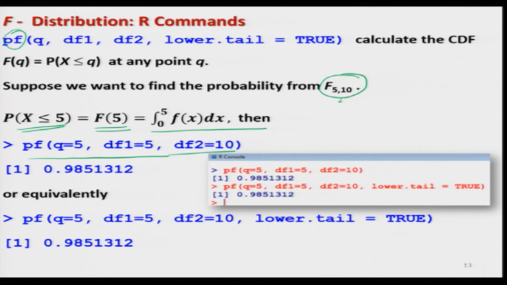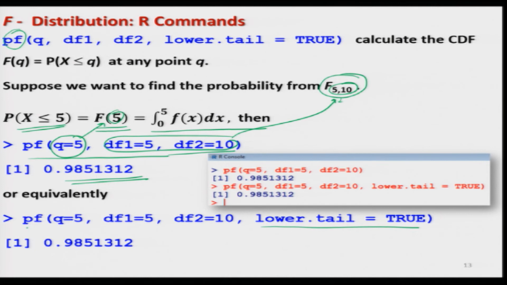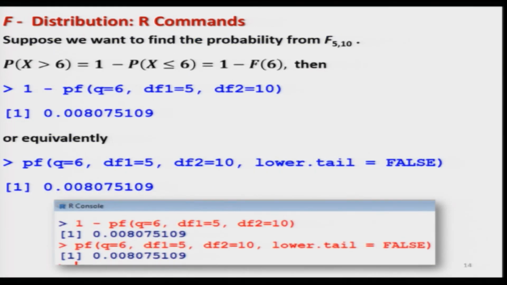So, you have to understand how these values are coming. This q equal to 5 is coming from here, this 5, and df1 and df2, 5 and 10, are coming from these degrees of freedom 5 and 10. Once again you will get the same value after execution of pf(q = 5, df1 = 5, df2 = 10). So, you can see it is not difficult to compute such probabilities.